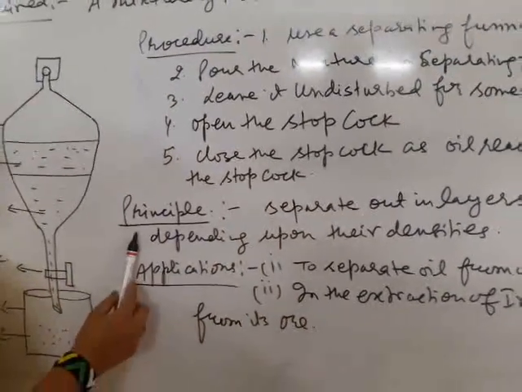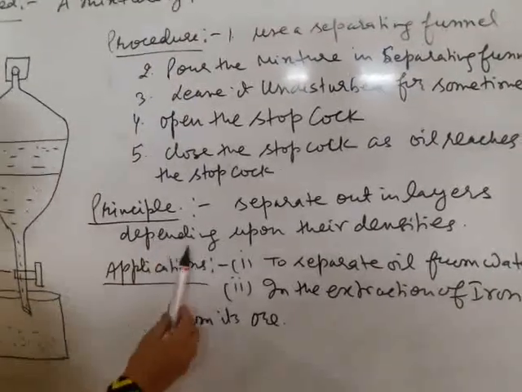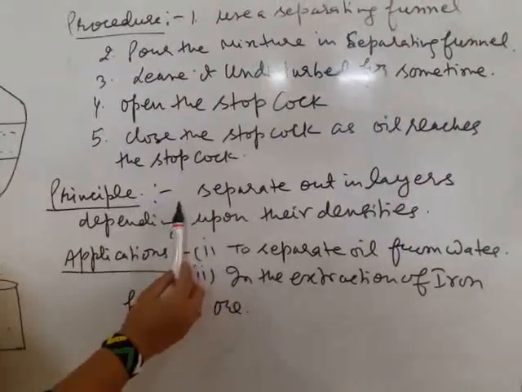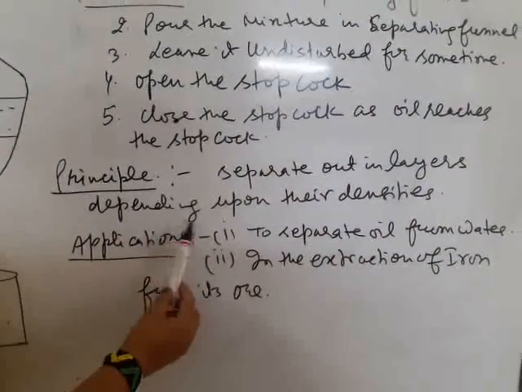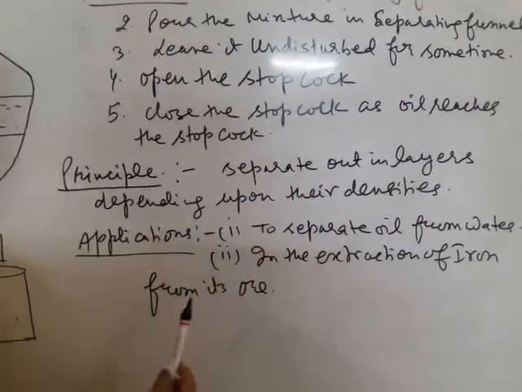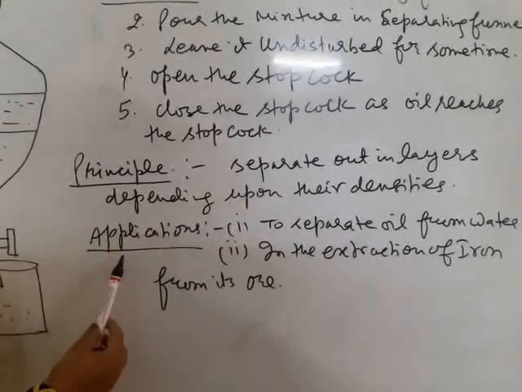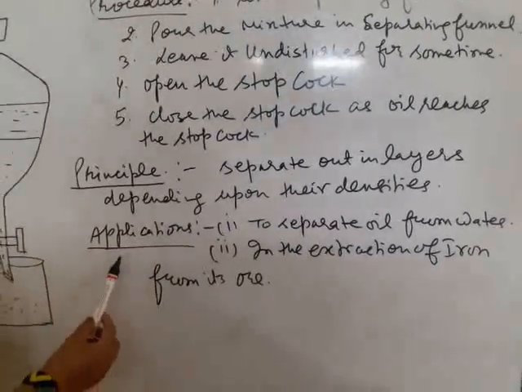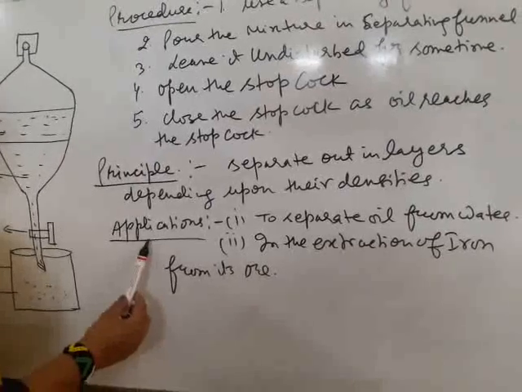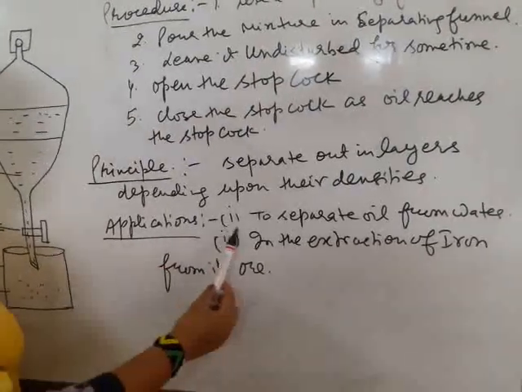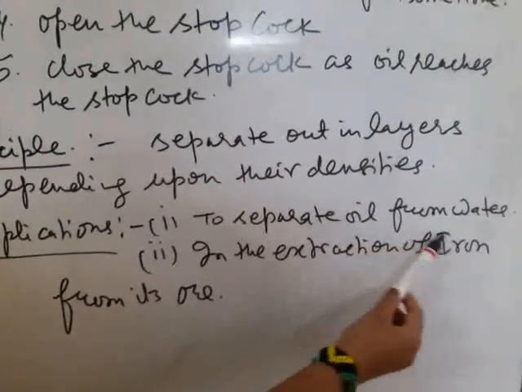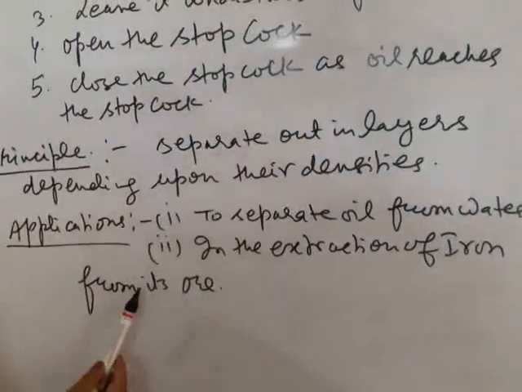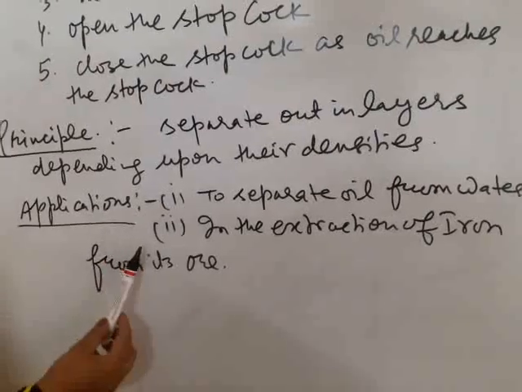Now what is the principle behind it? The principle is, the two immiscible liquids separate out in layers depending upon their densities. Now where is this method applied? Applications of the separating funnel: it is applied to separate oil from water. Oil and water have different densities and they separate out in layers.